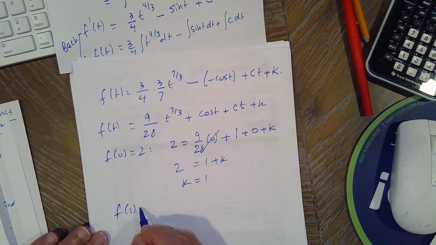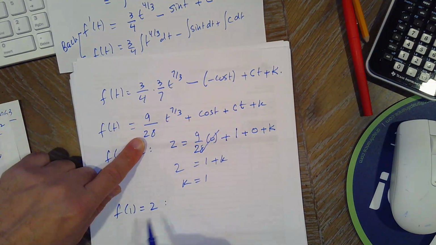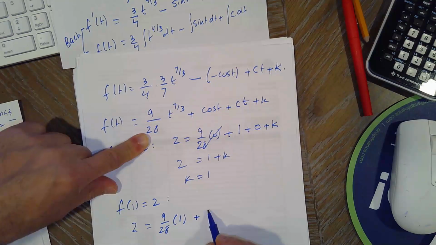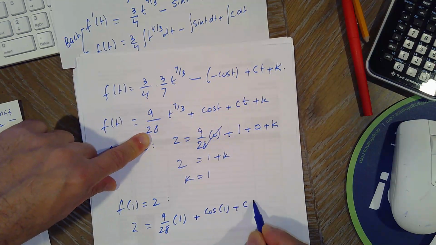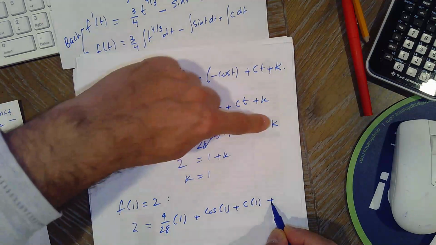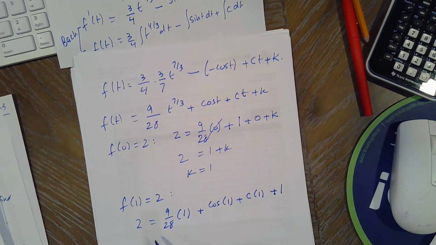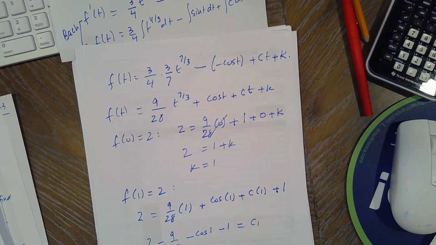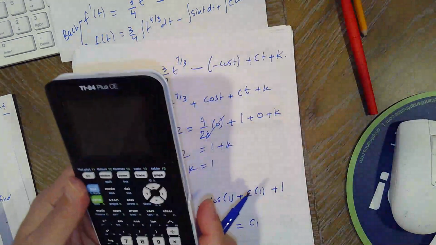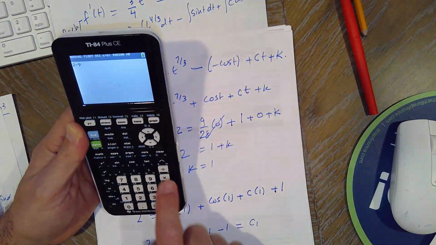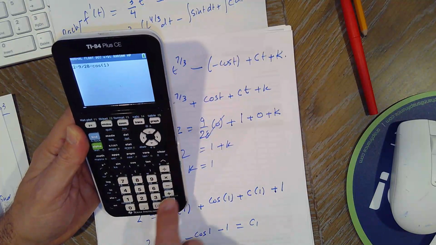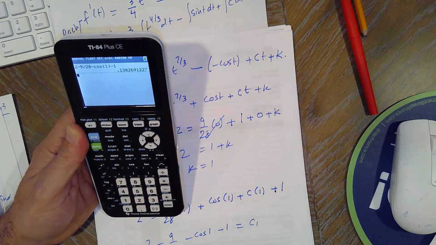Let's try the second condition. f of 1 is 2. So we get 2 equals 9/28 times 1 plus cosine 1 plus c times 1 plus k, but we already found k to be 1. So 2 minus 9/28 minus cosine 1 minus 1 equals c. So c equals whatever that number is. Let's see what that number is: 2 minus 9/28 minus cosine 1 minus 1. So it's roughly 0.14.